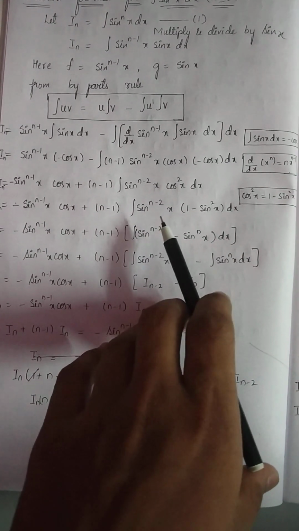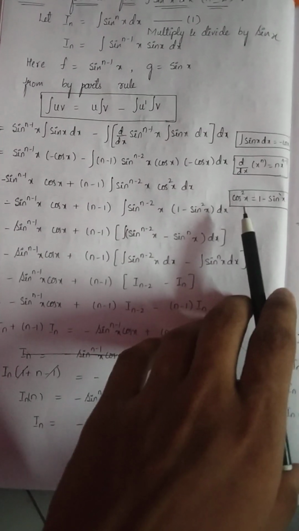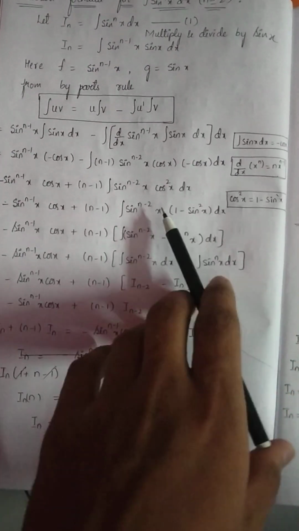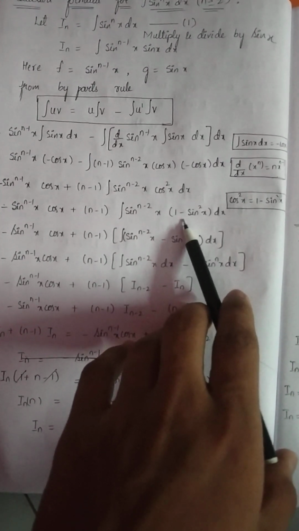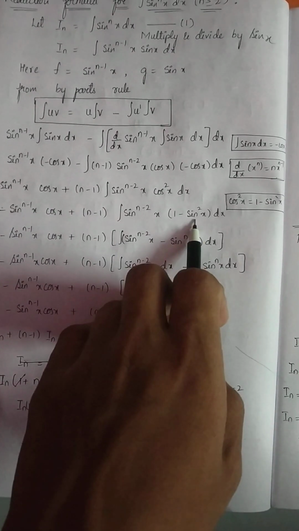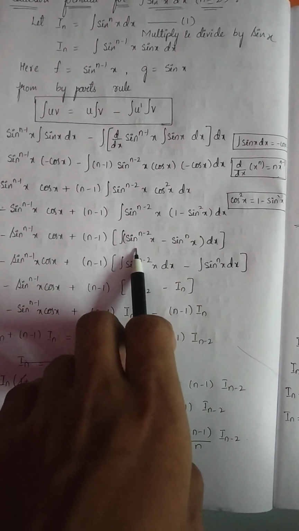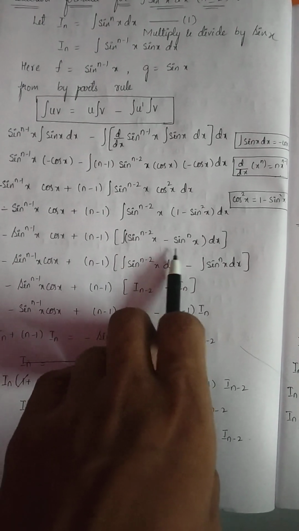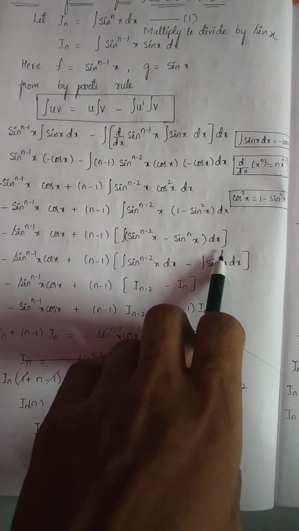Now we will apply the trigonometric identity cos square x equal to 1 minus sine square x. We multiply the integration of sine to the power n minus 2 x inside, so we get the integration of sine to the power n minus 2 x minus sine to the power n x dx.